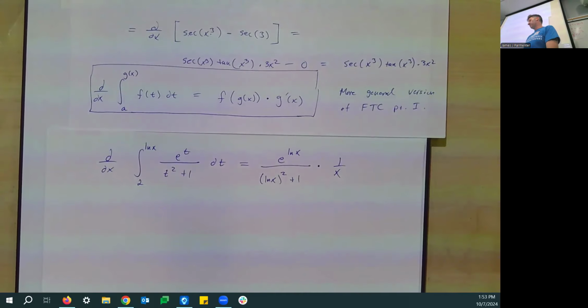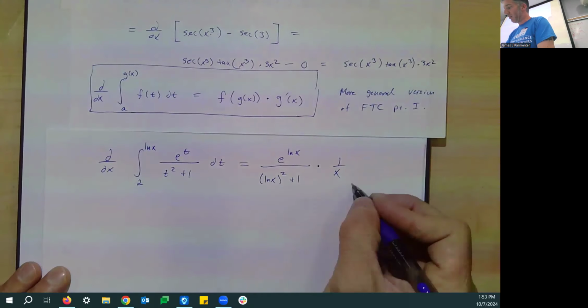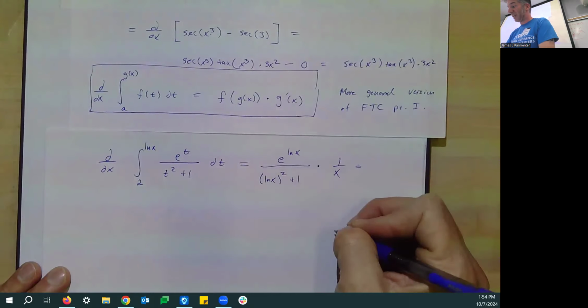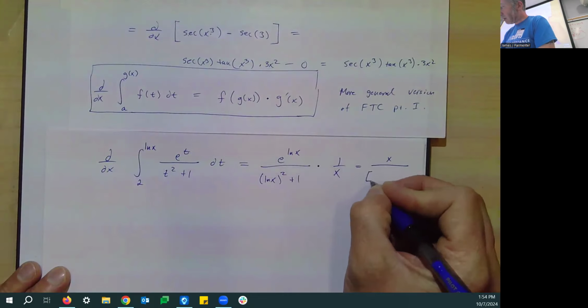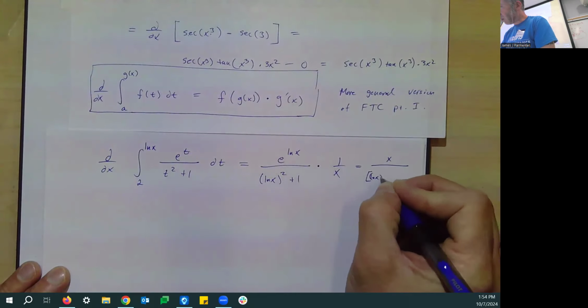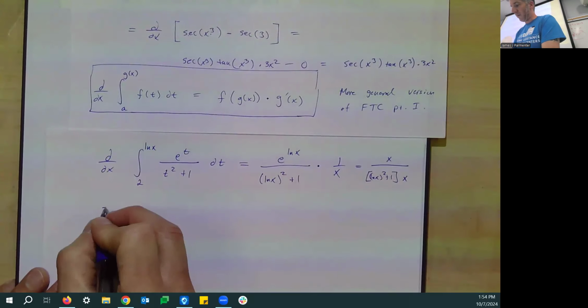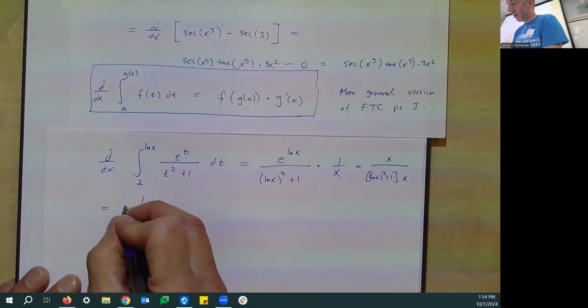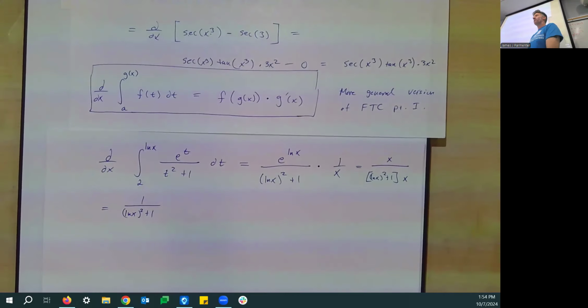I didn't mean for this to happen specifically, that it's going to cancel out nicely here, but we should simplify. Oh, and I should say, minus 0 because the 2 doesn't do anything. If you simplify this, e to the natural log of x is just x. So you get x over the natural log of x squared plus 1 times x. Then those x's would cancel. So our final simplified answer would be 1 over the natural log of x squared plus 1. It's kind of cool that it simplifies like that, but not important really.